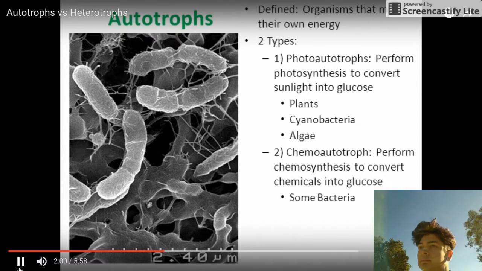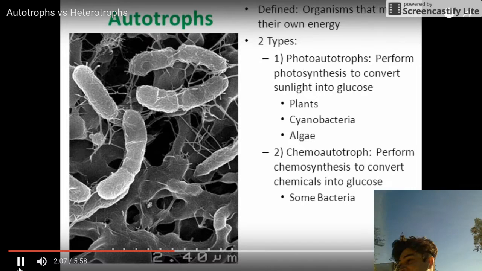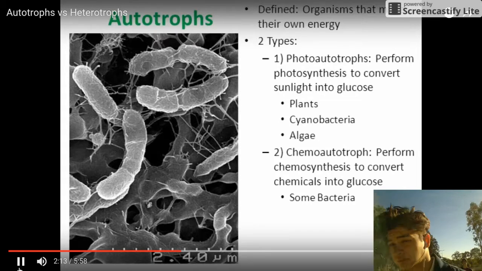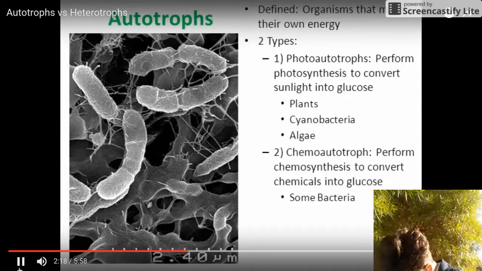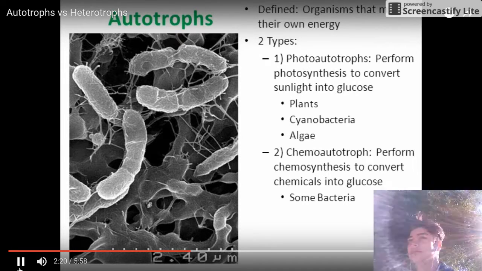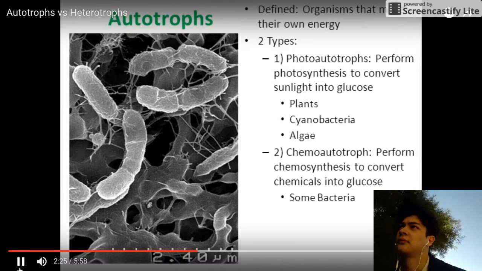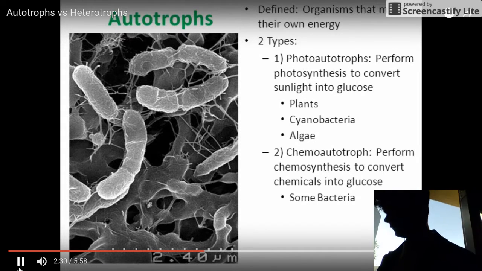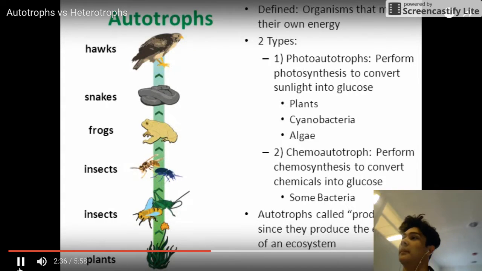And then there's the second kind of autotroph, the chemoautotrophs. And these are typically bacteria, and it's not all bacteria, but some bacteria, and they do a process called chemosynthesis, and they still produce their own food. They still produce their own energy, they just don't use sunlight. They use chemicals such as methane in a fairly complex chemical reaction, and the product, what's created, is energy for them to use. So autotrophs, whether they're photoautotrophs or chemoautotrophs, are often called producers since they produce the energy of the food chain.